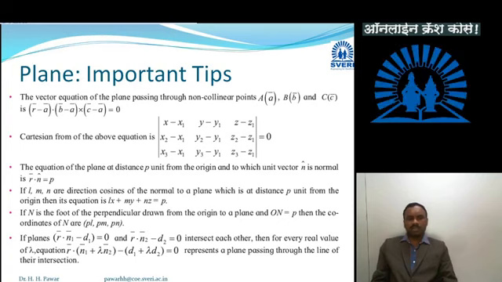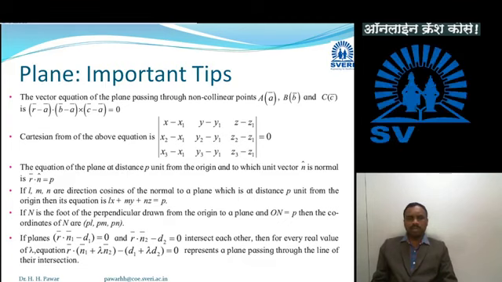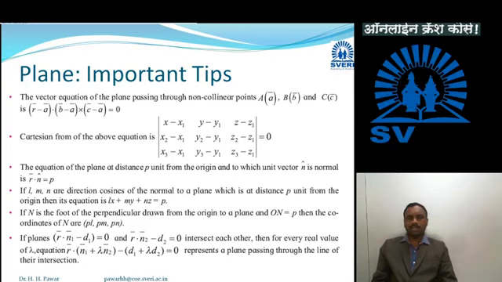Next one, the equation of the plane at a distance p units from the origin and to which unit vector n cap is normal is r bar dot n cap equal to p. If L, M, N are direction cosines of the normal to a plane which is at distance p units from the origin, then its equation is given by Lx plus My plus Nz equal to p.